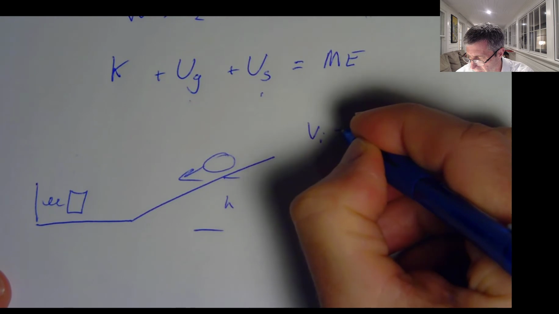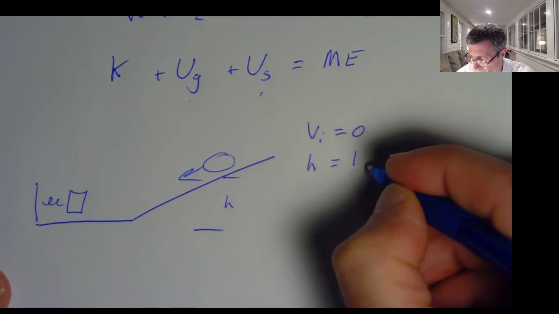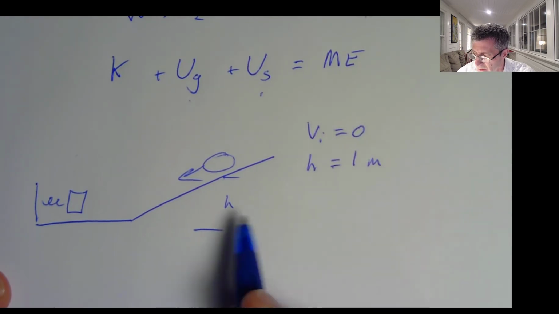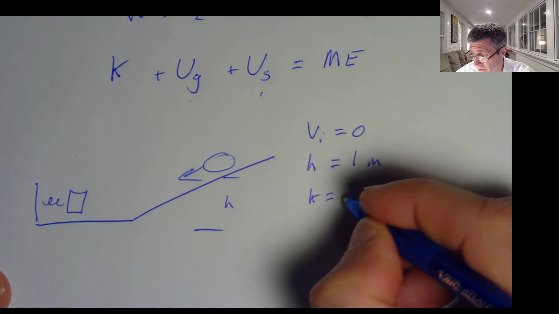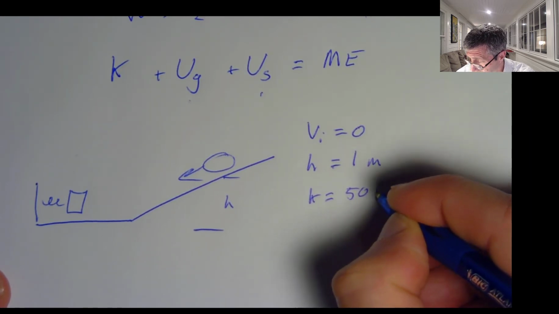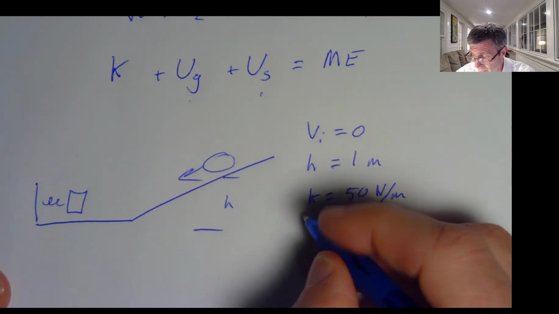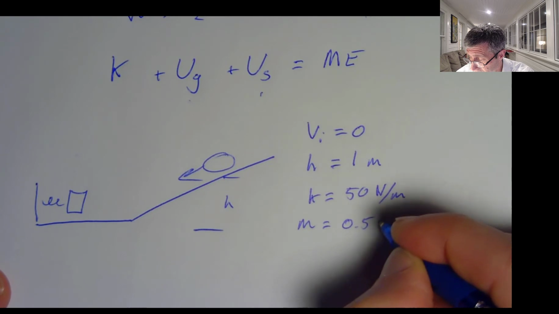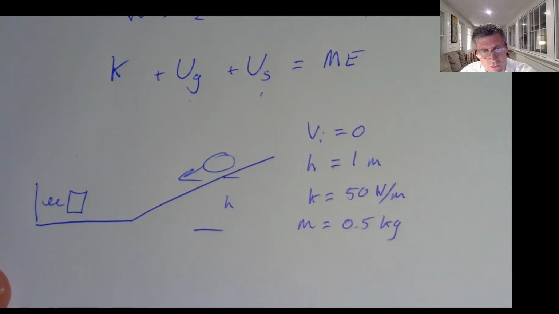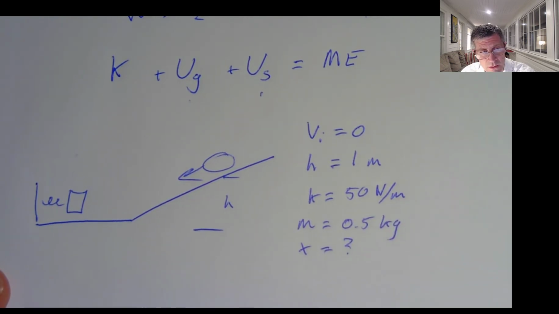I'll say the initial velocity is 0. It's going to start from rest. It's going to have a height. I don't know, we can give it some numbers. Call it 1 meter. I'll need some spring constant. Say this is 50 newtons per meter. And I'll give some mass to my ball. So the mass of my ball is going to be, I don't know, 0.5 kilograms. I want to know, how far is this going to compress? So how far will the spring compress?